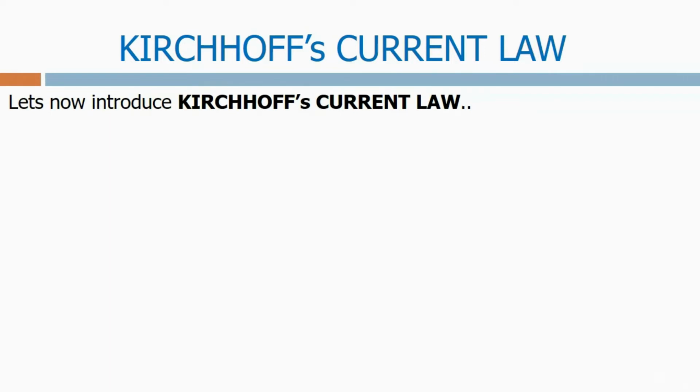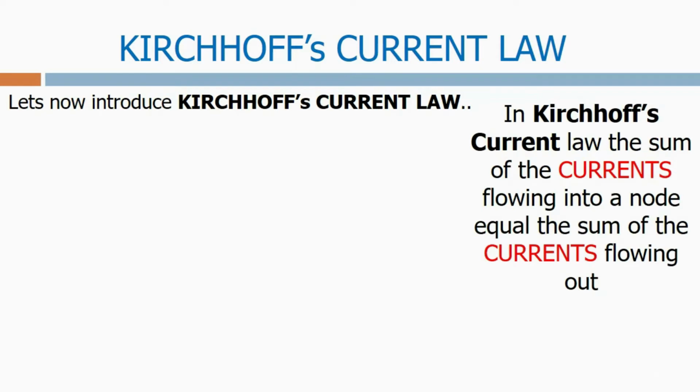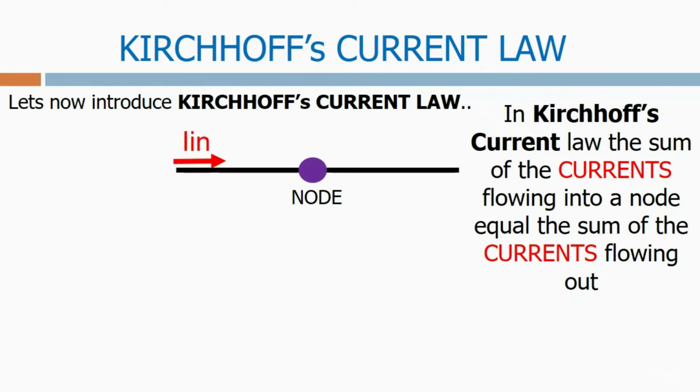Let's now introduce Kirchhoff's current law. In Kirchhoff's current law, the sum of the currents flowing into a node equals the sum of the currents flowing out. Let's look at a wire. Let's place a node at the central point of the wire. I in is the current flowing in, and I out is the current flowing out. Using Kirchhoff's current law, I in must equal I out.